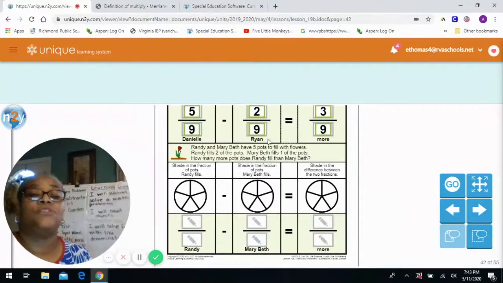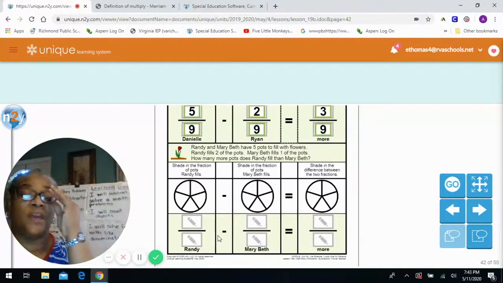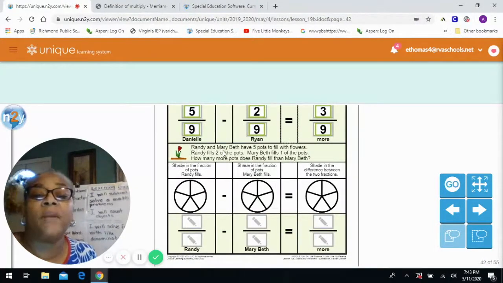All right, so now I'm going to let you help me a lot more with this one, okay? So Randy and Mary Beth have 5 pots to fill with flowers. Randy fills 2 of the pots. Mary Beth fills 1 of the pots. How many more pots does Randy fill than Mary? So what operation are we working with? What is the sign? What we're going to do? We are going to subtract.